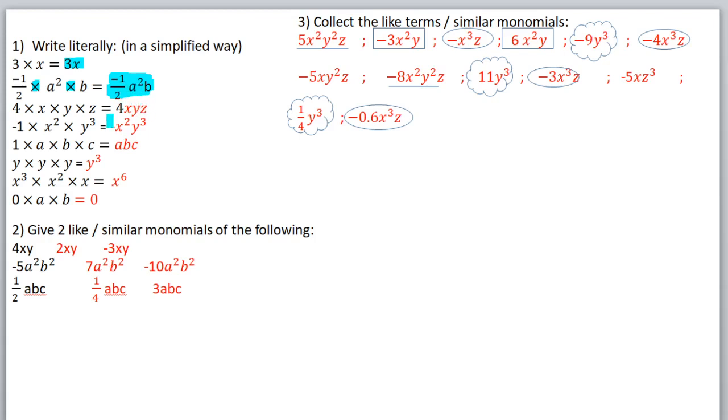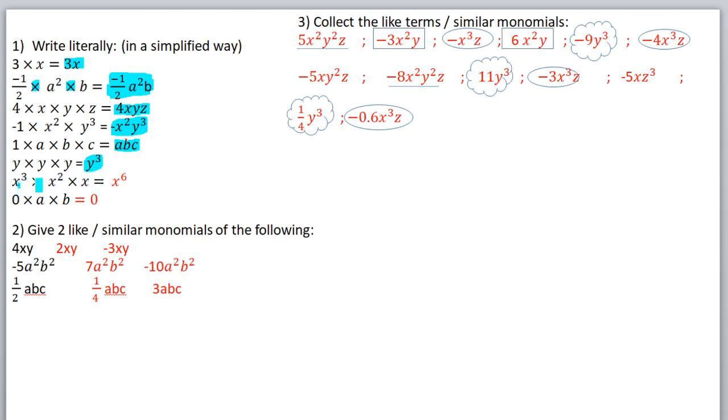4 times x times y times z is 4xyz. Simple. Minus x times x squared y cubed is minus x cubed y cubed. 1 times a times b times c is abc. Y times y times y is y cubed, as I told you before. X cubed times x squared times x. When I'm multiplying with the same base, we add the powers. Of course, you took this before.